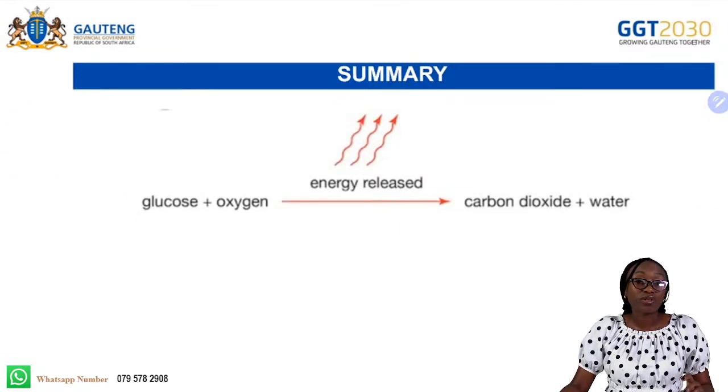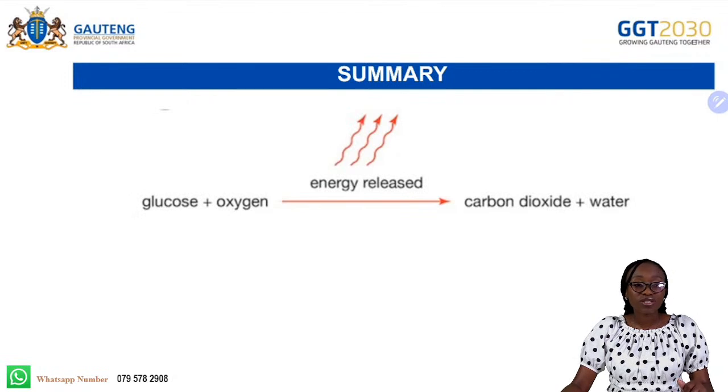We also learned about the process of respiration. This process releases energy from food. It requires glucose and oxygen. Energy is the main product, and carbon dioxide and water are the byproducts.